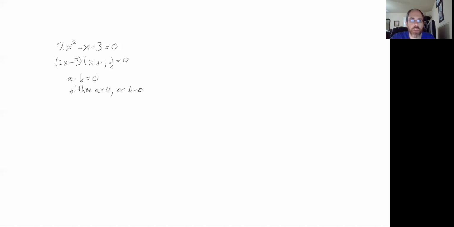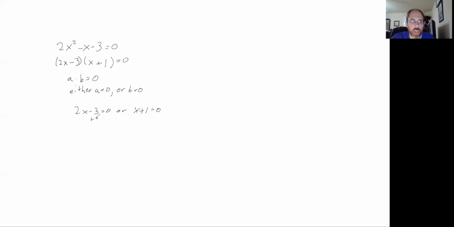So I'm multiplying this times this and getting 0. So that means either 2x minus 3 is equal to 0, or x plus 1 is equal to 0. So now we have a very simple first order equation that we learned how to solve earlier in the year. So what x value would it take to make 2x minus 3 0?